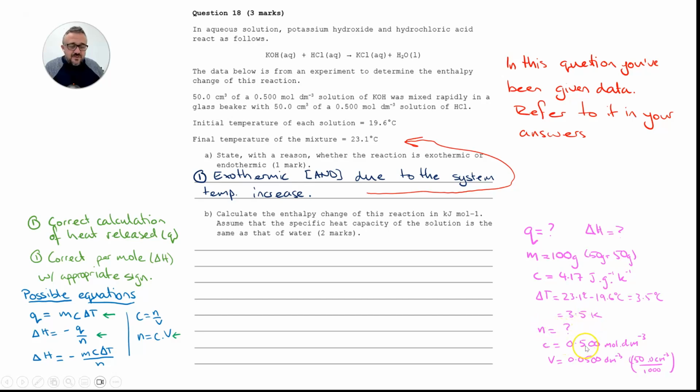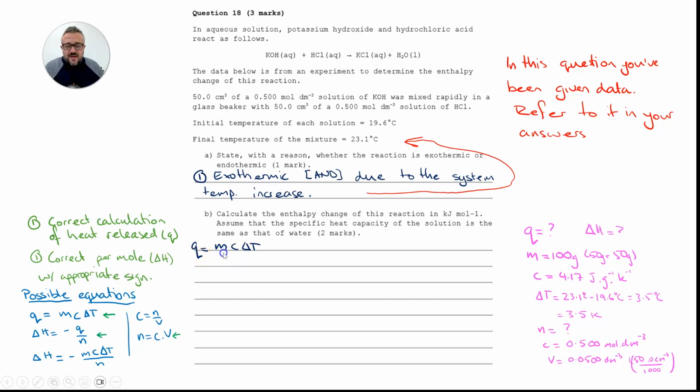Then we have moles. We don't know that, but we do know the concentration and we do know the volume. Now remember, we're just looking for one of them. Really important, the volume here is going to be in litres or decimeters cubed. So we need to move from centimeters cubed to litres or decimeters cubed. That means dividing by 1,000. So you get 0.0500 decimeters cubed.